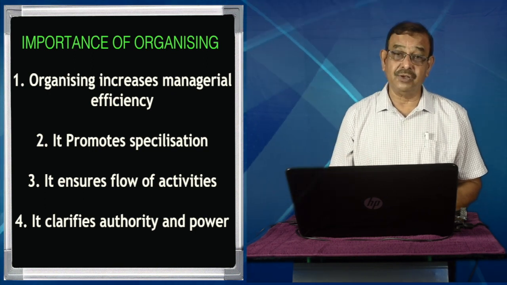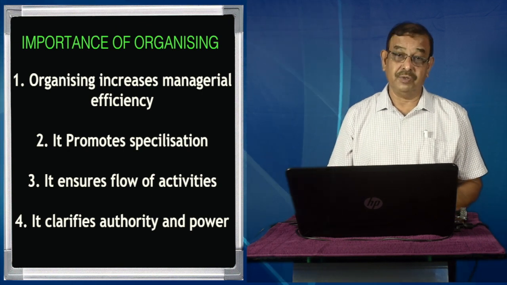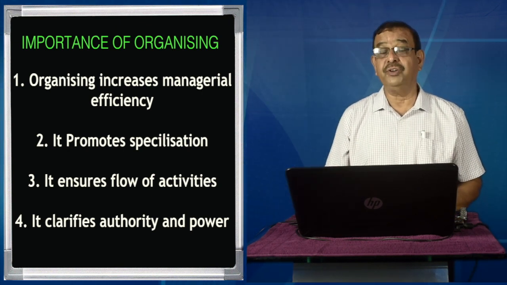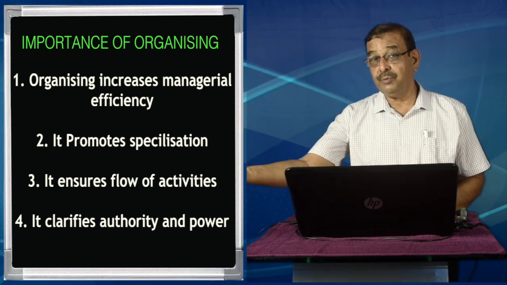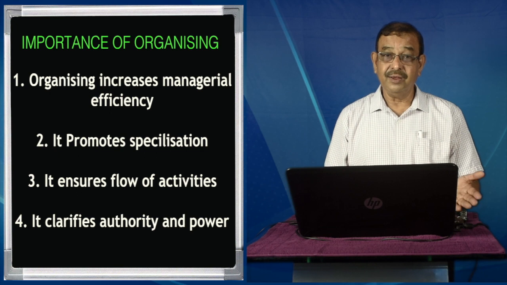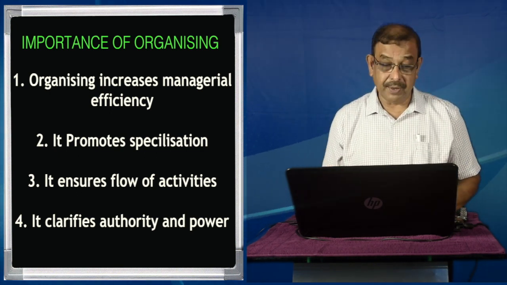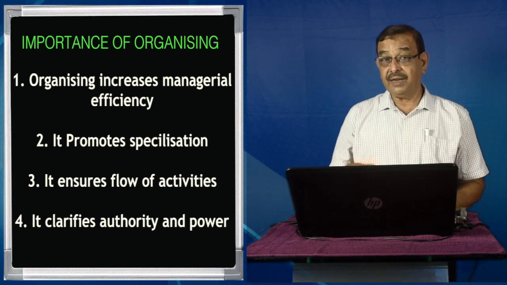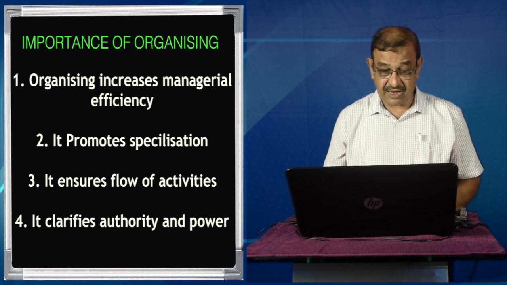Suppose the person who is taking care of the provident fund and pension is on leave, say for a long leave of 3 months. The organization cannot suffer for 3 months. So somebody will be asked to take care of that, and to that extent, a supervisor will be there. These are all fallouts of an organizing process, and this will ensure the flow of activities so that they do not get disturbed.